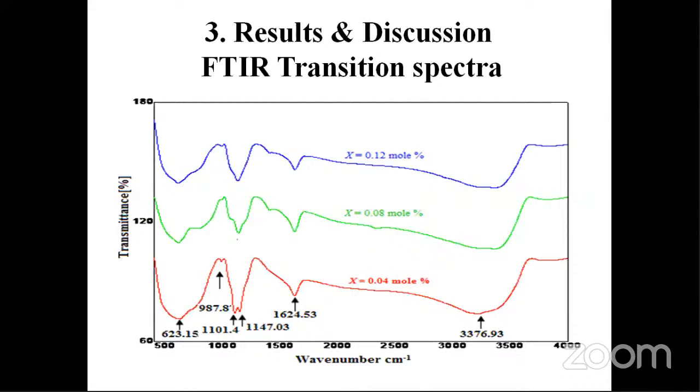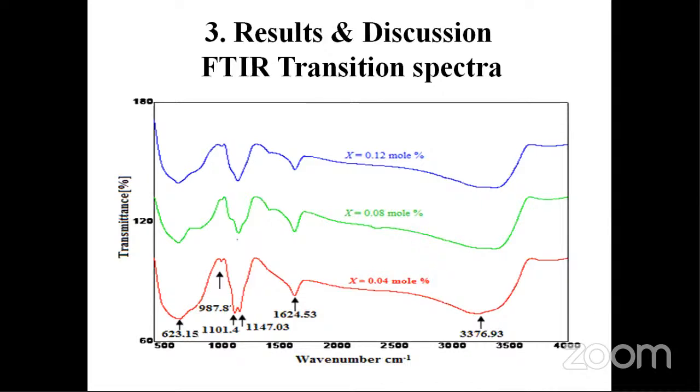In the FTIR spectra, the absorption band observed at 623.15 centimeter inverse corresponds to stretching vibration of Ti-O in TiO2 network. A low intense absorption band observed at 987.8 centimeter inverse is assigned to Ti-O-Ti bending vibration in TiO2 anatase.